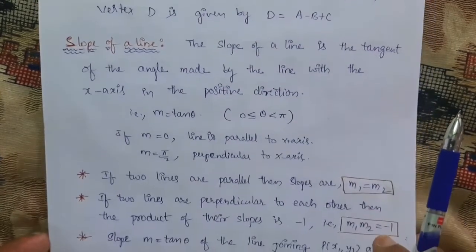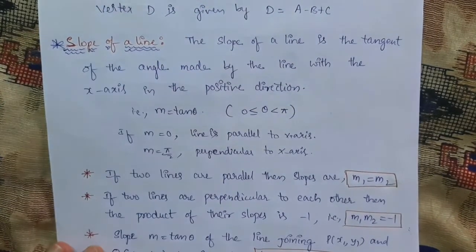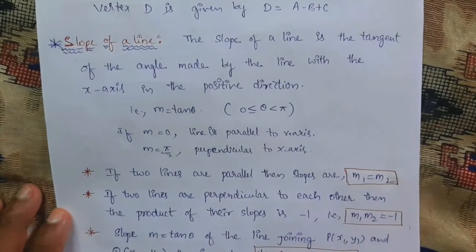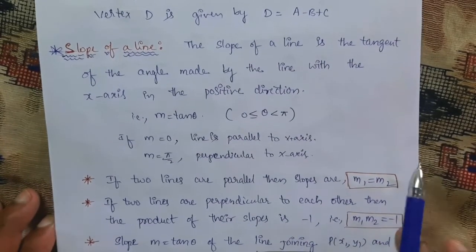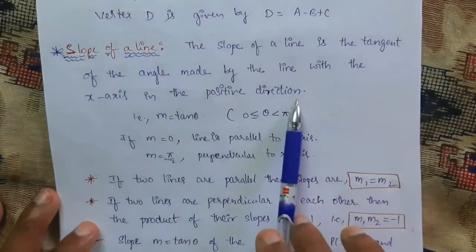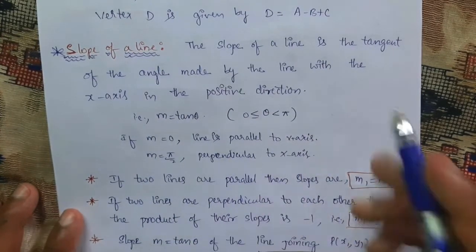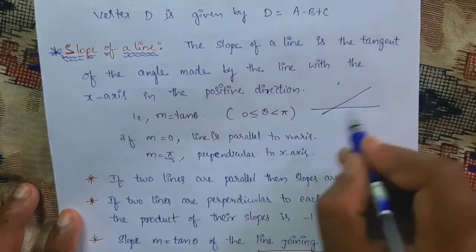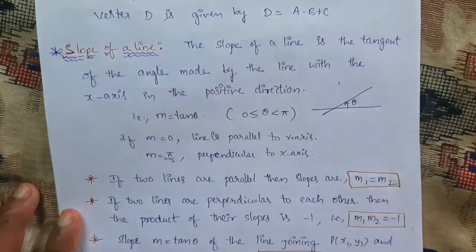Next, coming to the most important topics in straight lines, that is the slope of a line. The slope of a line we can find in different ways based on the given conditions. The slope of a line is the tangent of the angle made by the line with the x-axis in the positive direction. That is generally represented with m, which is equal to tan theta, where theta should be greater than or equal to 0 and less than pi. And that theta we should always consider in the positive direction, nothing but anti-clockwise.